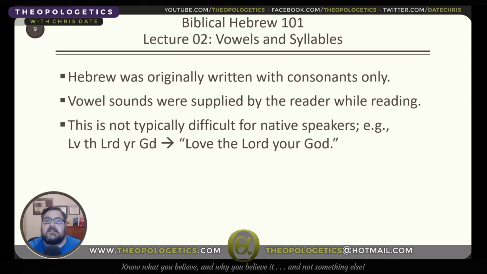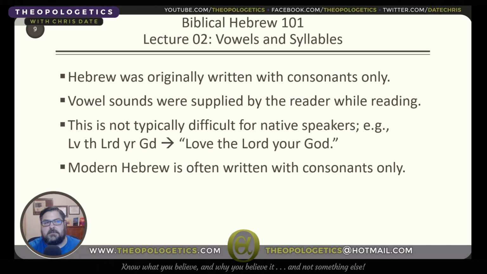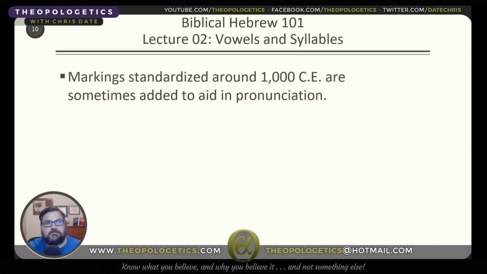And you could take just about any sentence in English, if you're a native English speaker, remove the vowels, and you'll be able to see how easy it is to read. So it's not something we're familiar with or accustomed to, but it is nevertheless not that difficult to do. And modern Hebrew speakers are used to reading Hebrew text that is written with only the consonants. That's how most Hebrew writing is done today, without any vowel markings. Now, markings that were standardized around 1000 AD or CE are sometimes added to the consonants in order to aid in pronunciation.